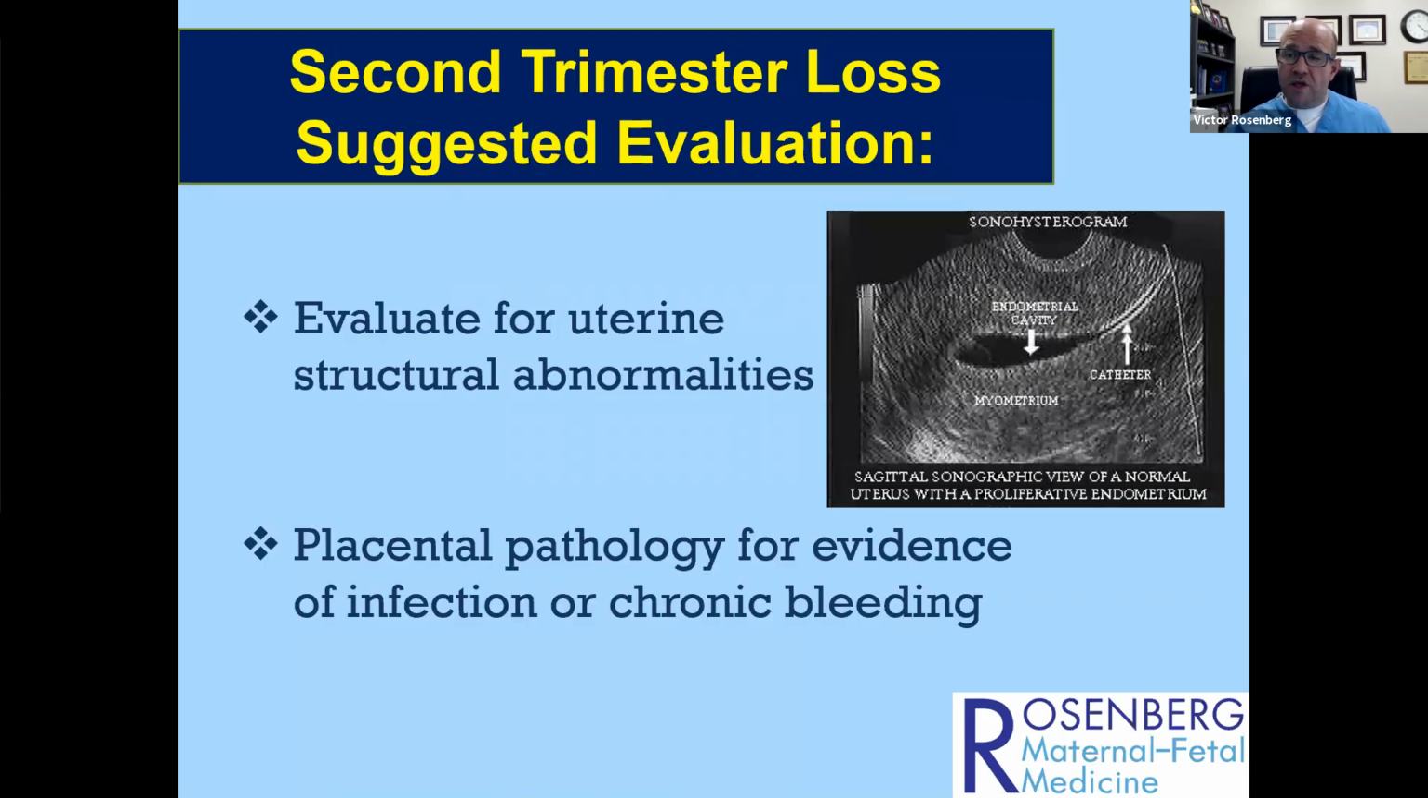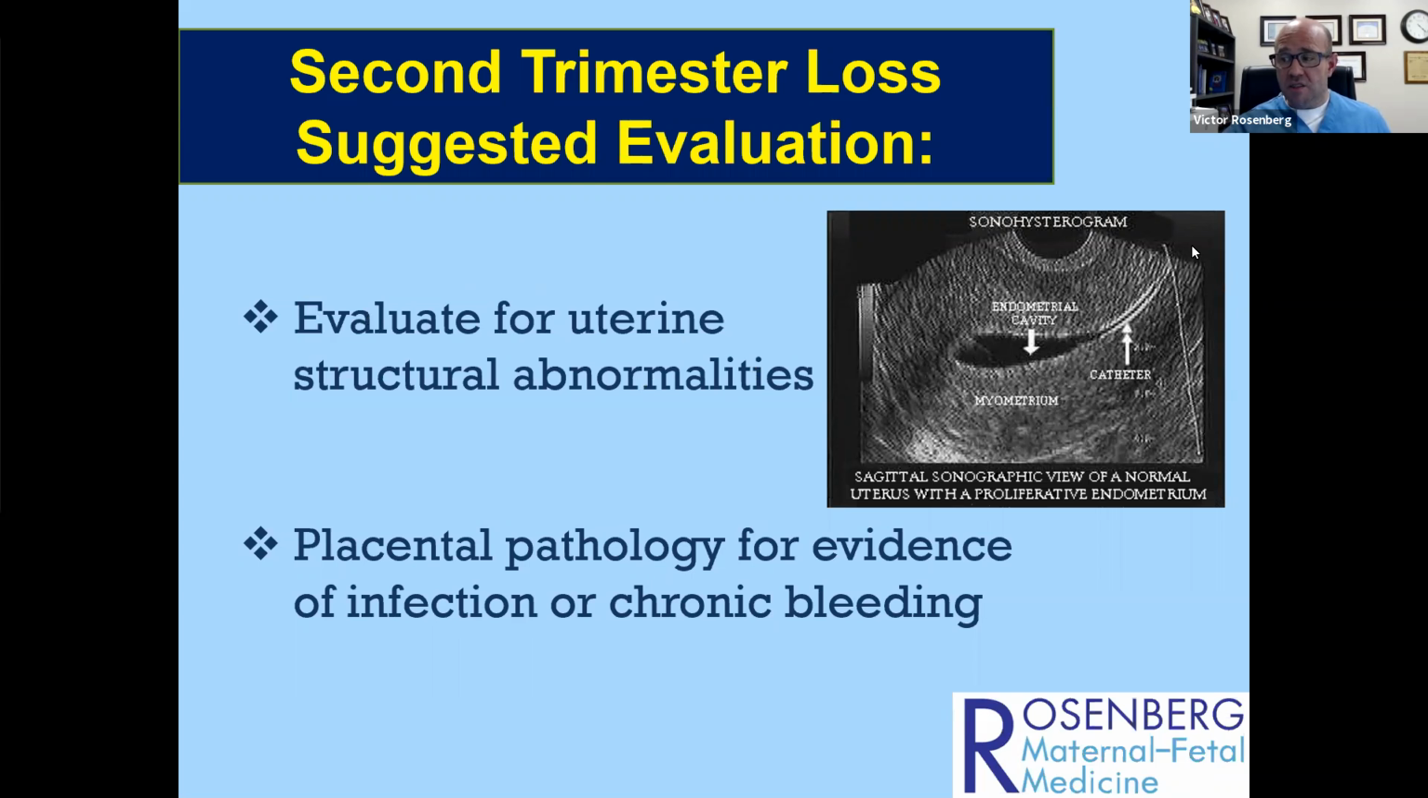The way you evaluate patients like that is, number one, you want to be sure that the uterus itself is normal. What if there was something inside the uterus that wasn't allowing the pregnancy to develop? And that's the reason why the patient went on to have the loss. And that's where we do what's called a sonohystogram. We order a sonohystogram to look for uterine structural abnormalities.